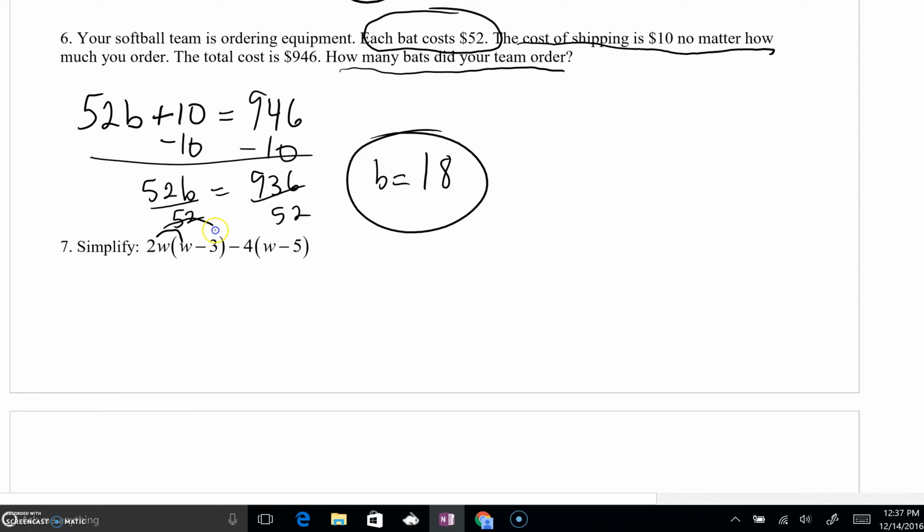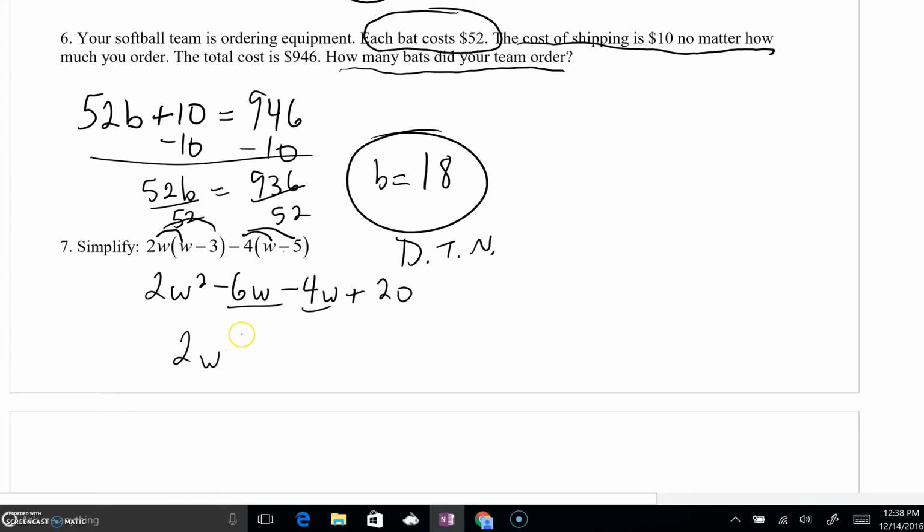We're going to distribute 2w times w is 2w squared. 2w times minus 3 is minus 6w. Here we go again, distribute the negative. Oh, does that show up a lot? Negative 4 times w is negative 4w. Negative 4 times negative 5 is positive 20. Add up your middles. Negative 6w minus 4w is negative 10w. And then you're done.